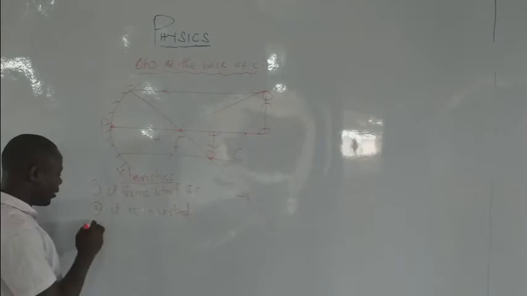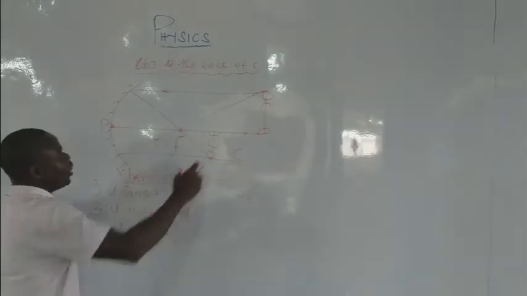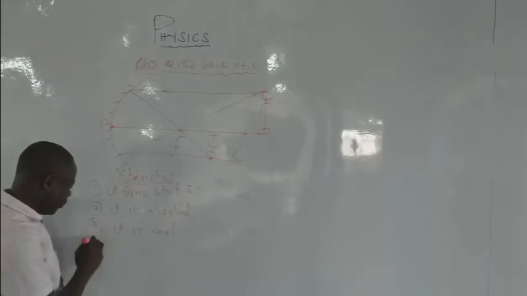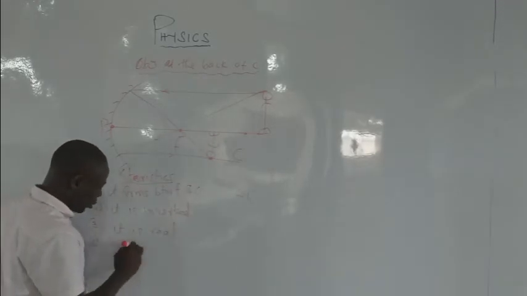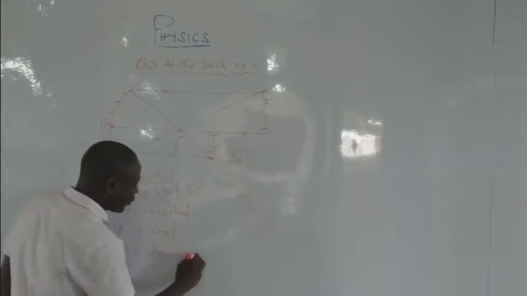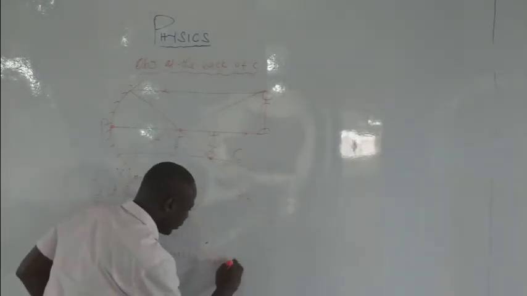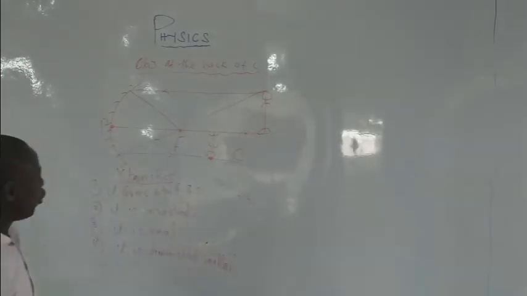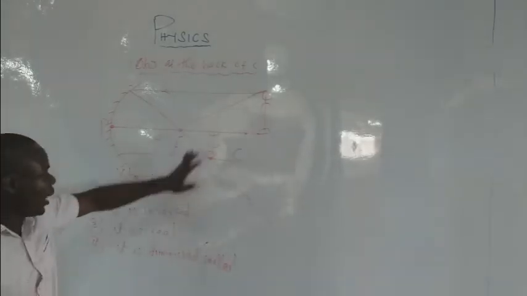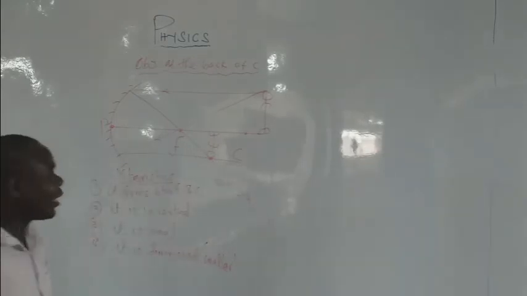Number three, it is real. Why is it real? Any image that forms on the screen is real. Number four, it is diminished. Diminished means smaller. So when an object is placed beyond C, this is the image and these are the characteristics. It's very, very important. You have to know how to draw and to write out the characteristics.